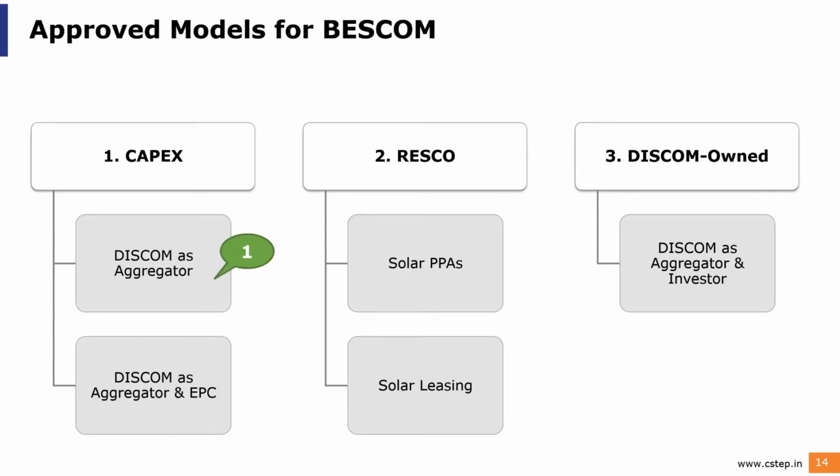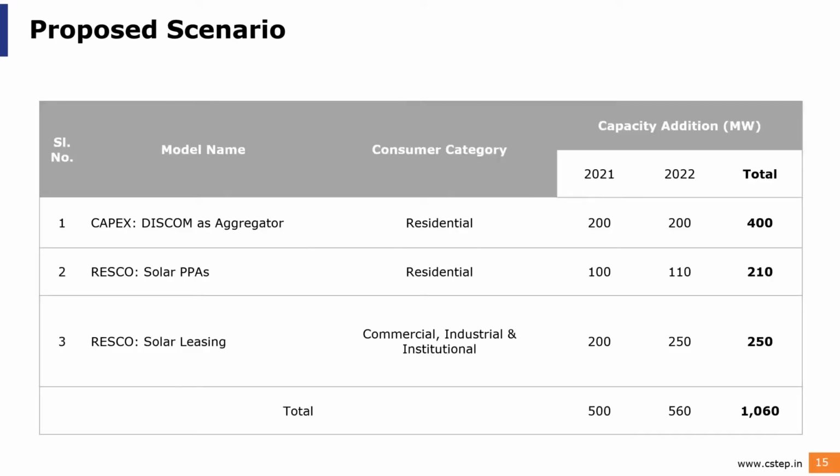Here the chosen models are discom as aggregator, solar PPAs, and solar leasing. Under the first model, Bescom should target residential consumers with 400 megawatt capacity, where the consumers need to make an investment. These consumers will be the ones who have sufficient finance to adopt RTPV. Under the second model, we also recommend Bescom to target residential consumers with 210 megawatt capacity.